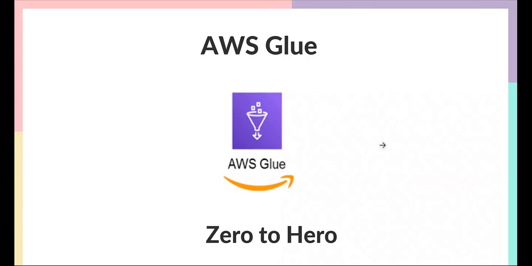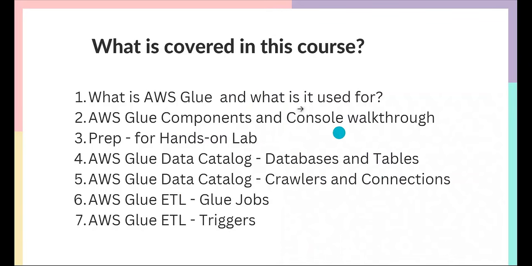Okay, so firstly, let's see what are the topics that we are going to cover in this service. We are going to discuss what is AWS Glue and what it is used for first, and then we'll discuss what are the different Glue components, and we'll walk through the AWS Glue console and what are the components that are there in the AWS Glue console. Okay, and after that we are going to do some prep for the hands-on lab that we are going to do in the further sections.